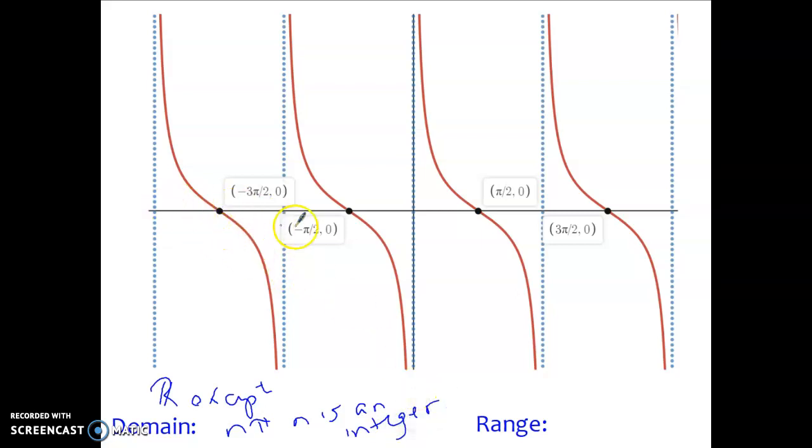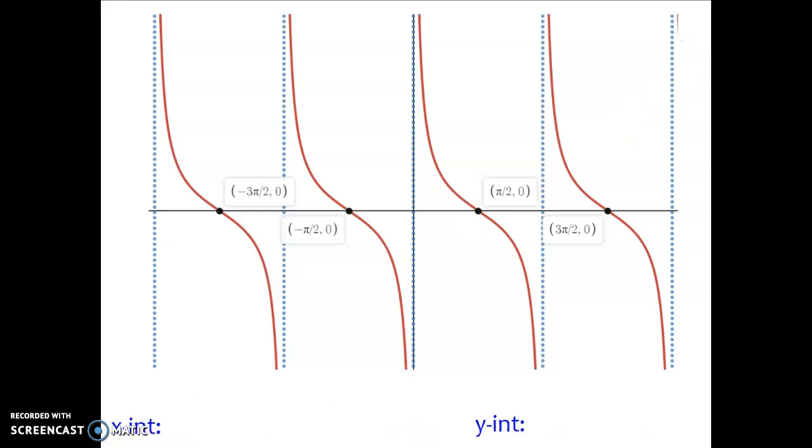So exactly the opposite of what we had before. The range, again, my technology, remember, is a little bit limited. I can't put those arrows on there. But my range is going to be all real numbers, negative infinity to positive infinity, because it's going down and up. All right, how about x-intercepts? So if you notice, the x-intercepts now are at the pi over 2's, which is the opposite of what we had for tangent. So when we do the x-intercepts here, the x-intercepts are going to be at n pi over 2, where n is an odd integer.